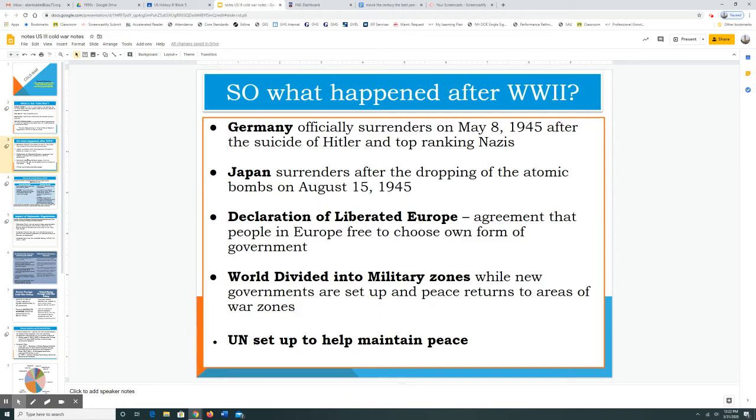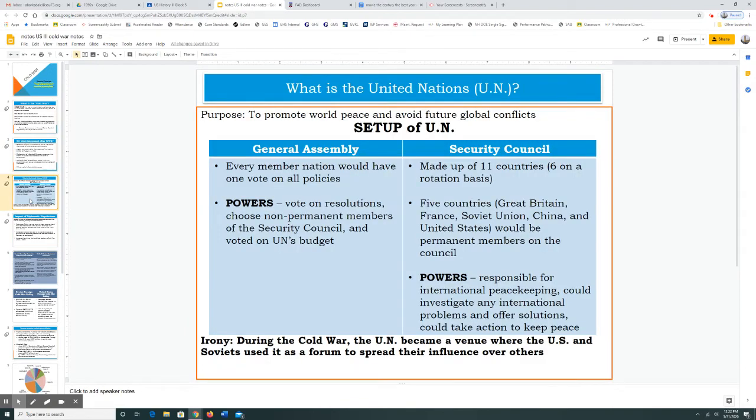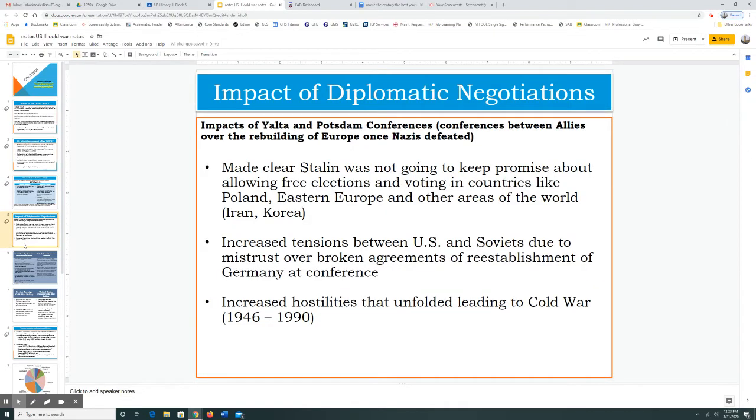There's a brief understanding of what happened after World War II. There's a slide that discusses the setup of the UN and what its purpose is. And then down at the bottom, it talks about what the UN actually became used for during the Cold War. There's a discussion of some of the breakdown of diplomatic negotiations between Stalin and Truman that occurred in the years right before the end of World War II into the aftermath.